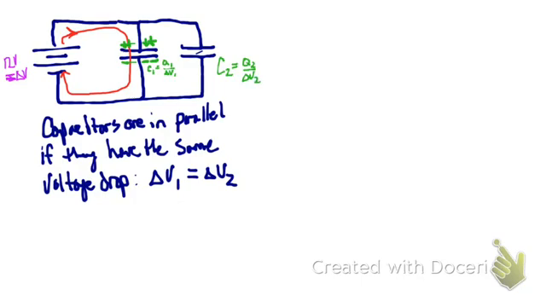And let's say there's less charge on it. There's only 3 pluses and 3 minuses. So the total charge that this battery is forcing onto these capacitors is going to be Q1 plus Q2. All right, so we have the total charge.